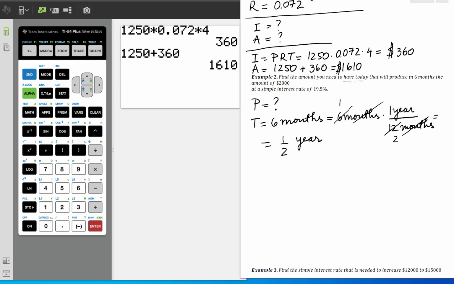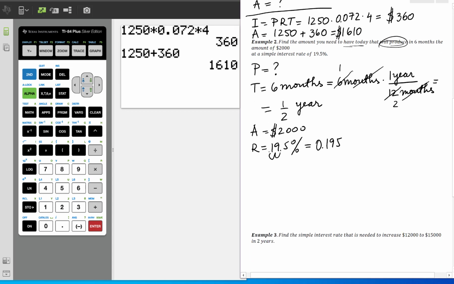You would still follow the same conversion by multiplying by 1 year over 12 months. They also give us that it will produce the amount of $2,000. So the future amount is $2,000. And the interest rate is 19.5%, which we change into 0.195 by dividing 19.5 by 100, or moving the decimal point 2 places to the left. So moving it here, it makes it 0.195.